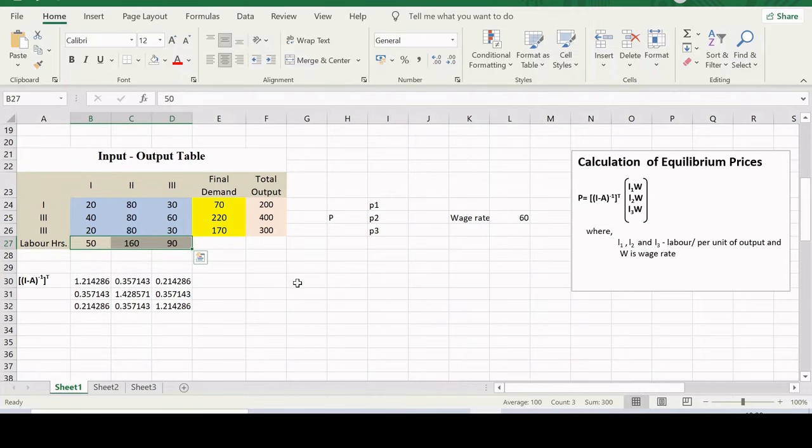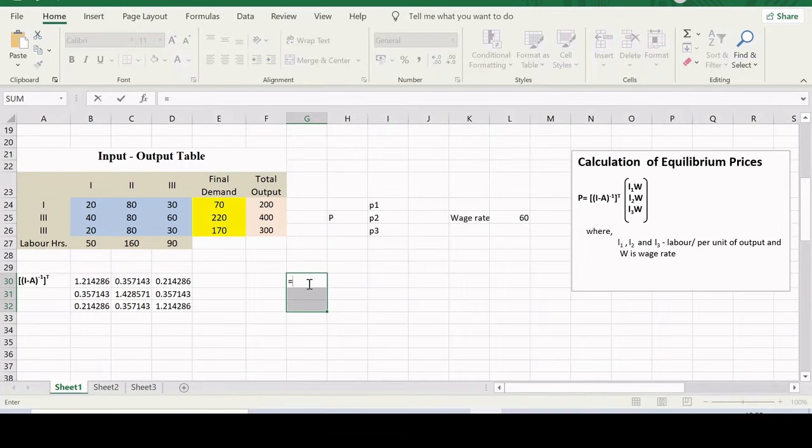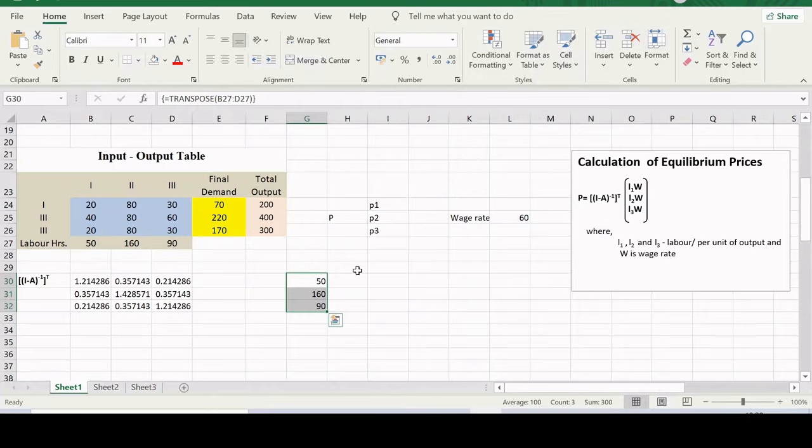So I am selecting the range for the transposed matrix. We know that labor hours are written in the form of a 1 by 3 order matrix, and once we calculate the transpose of this matrix, it will be a matrix of order 3 by 1. So after selecting the range for a 3 by 1 matrix, I am using the transpose function, and now we want to find the transpose of this. Now press Ctrl Shift and Enter to get the result, and here we have the total labor hours and we have the total output.